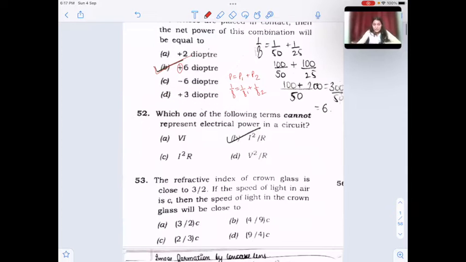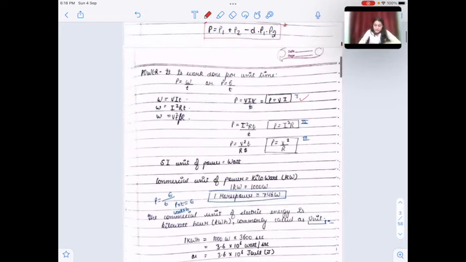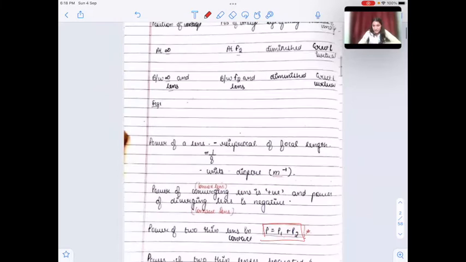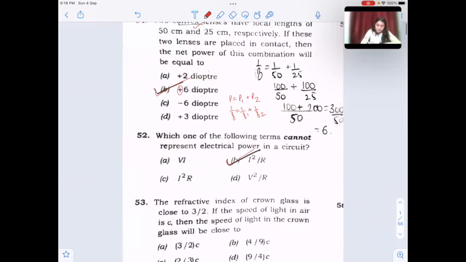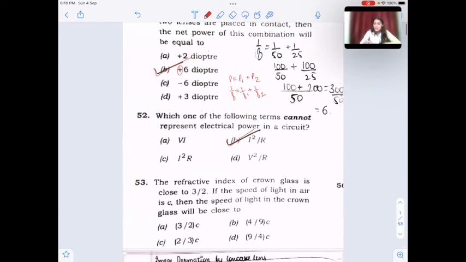Plus because the lens is a convex lens. Second, very straightforward question. Which one of the following does not represent electrical power? So these three are formulas for power, VI, I square R, V square by R. So we can see that option B doesn't fit. So option B is the correct answer.